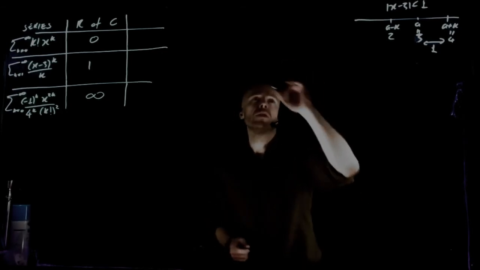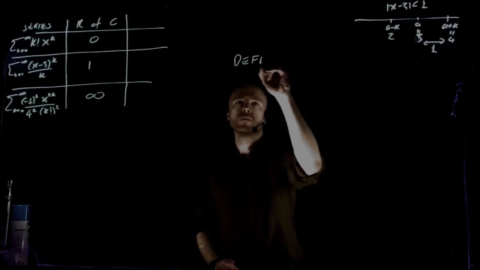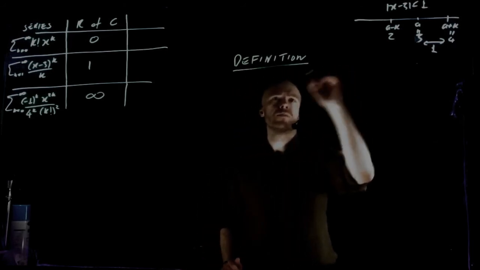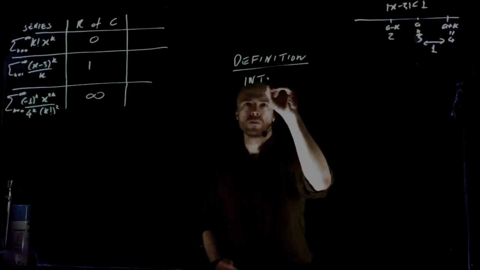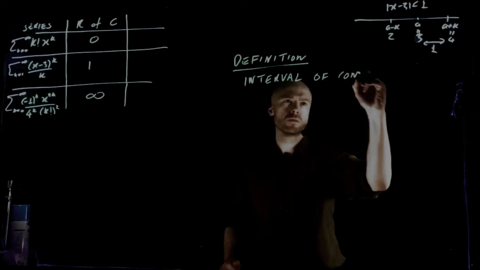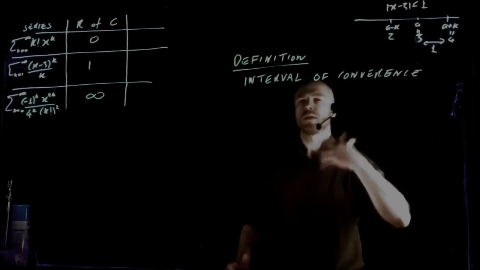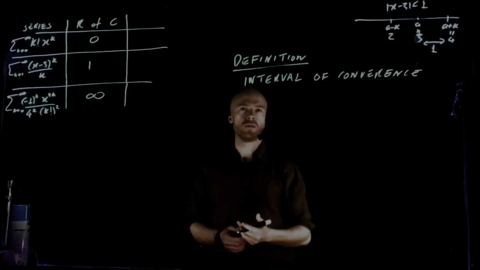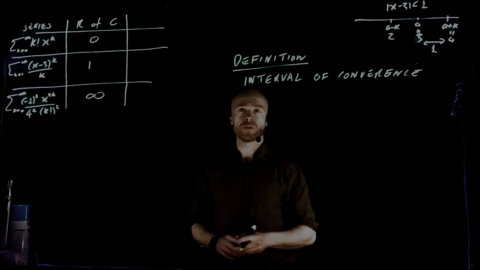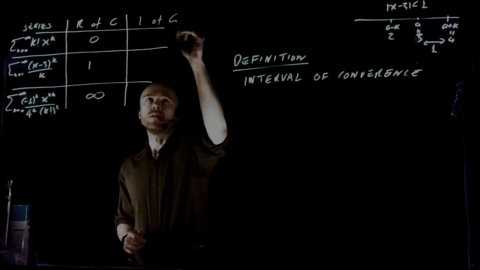So let's put it over here. Definition: interval of convergence. And that's the set of points on which the series actually does converge. The complete set of points on which it actually does converge. Right? So let's abbreviate this to I of C.